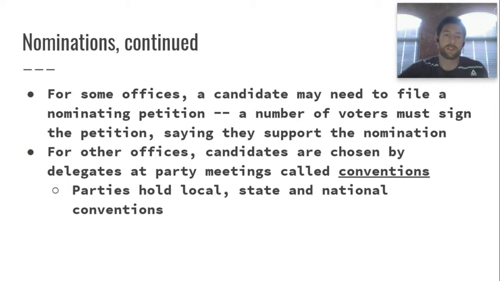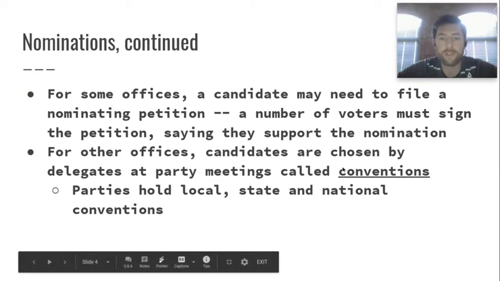For some offices, a candidate may need to file a nominating petition, which requires a number of voters to sign the petition saying that they support the nomination. If you send out a nominating petition and you don't get a certain number of people to support your nomination, then it doesn't really go through. In some cases that's different, but generally speaking, with a nominating petition you need a number of voters to sign it saying that they will support your nomination.